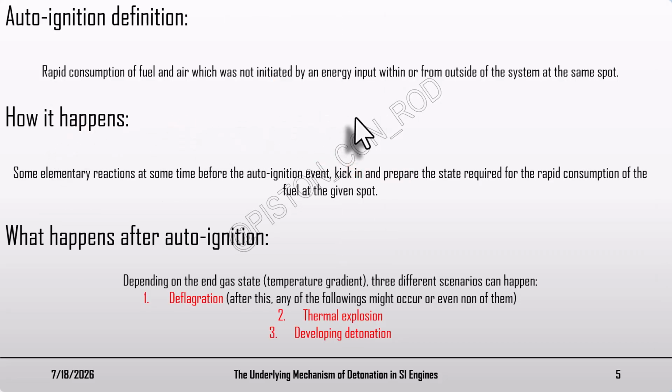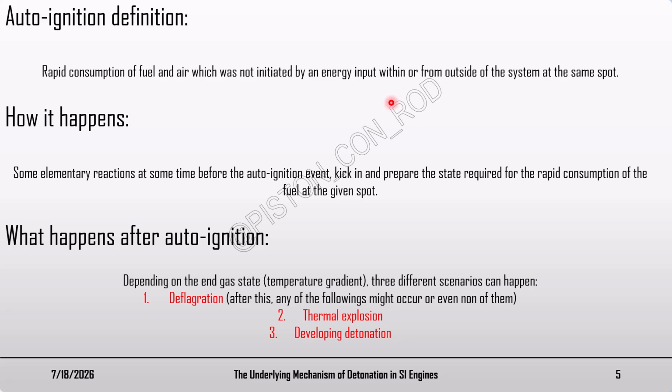So we have to define the auto ignition. Auto ignition has a pretty simple definition. It is the rapid consumption of fuel and air which was not initiated by an energy input within or from outside of the system at the same spot. So this part is very important. At the end gas, if auto ignition happens, it will be a rapid combustion of fuel and air, and it was not initiated by an energy input, either from inside the cylinder or from outside the system.